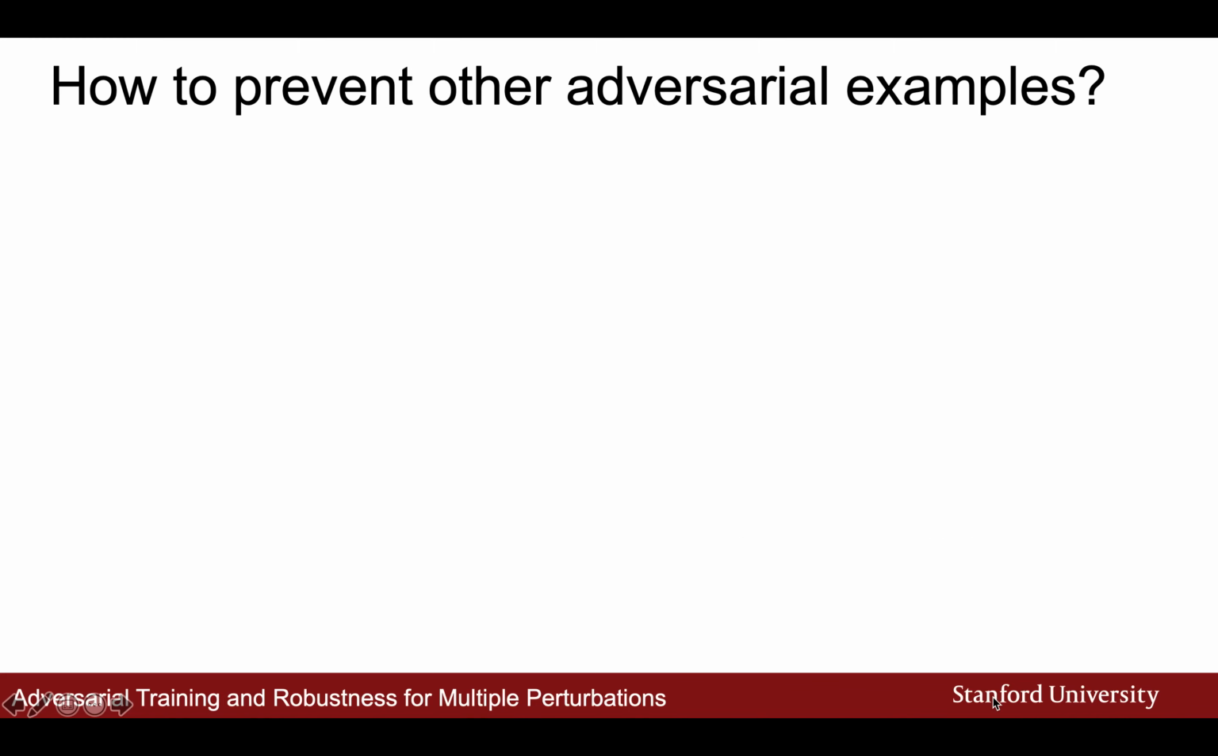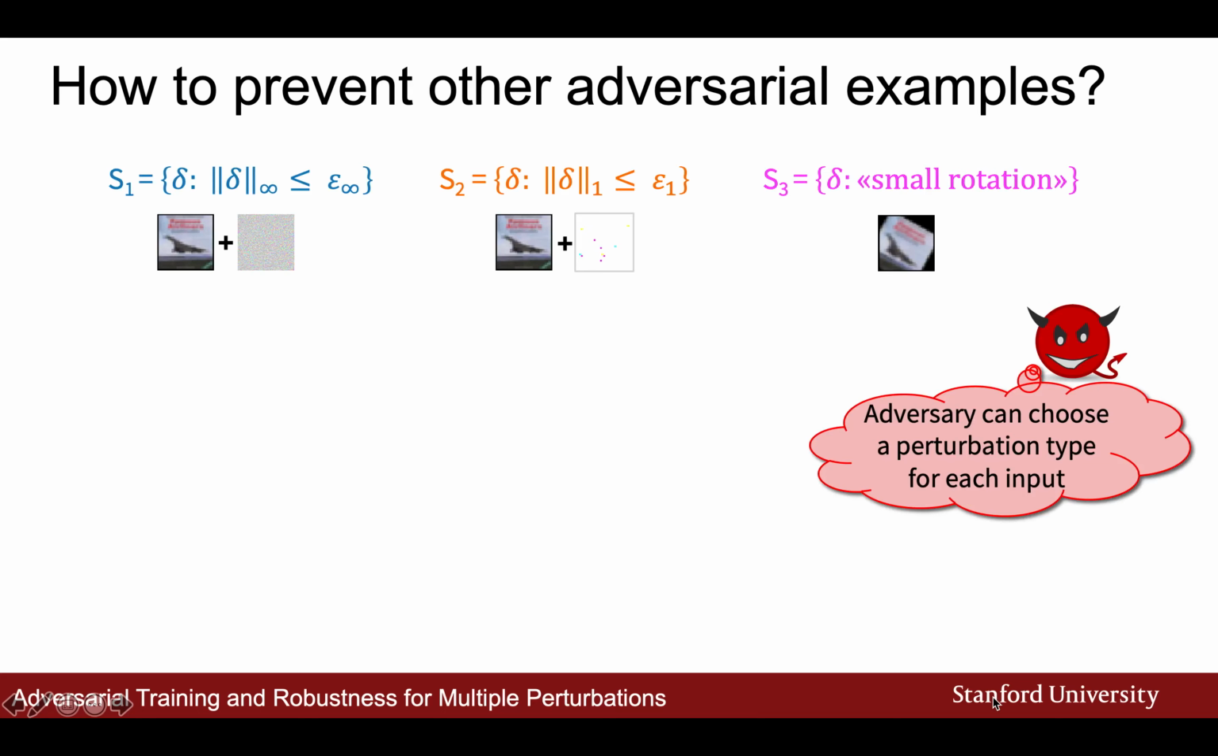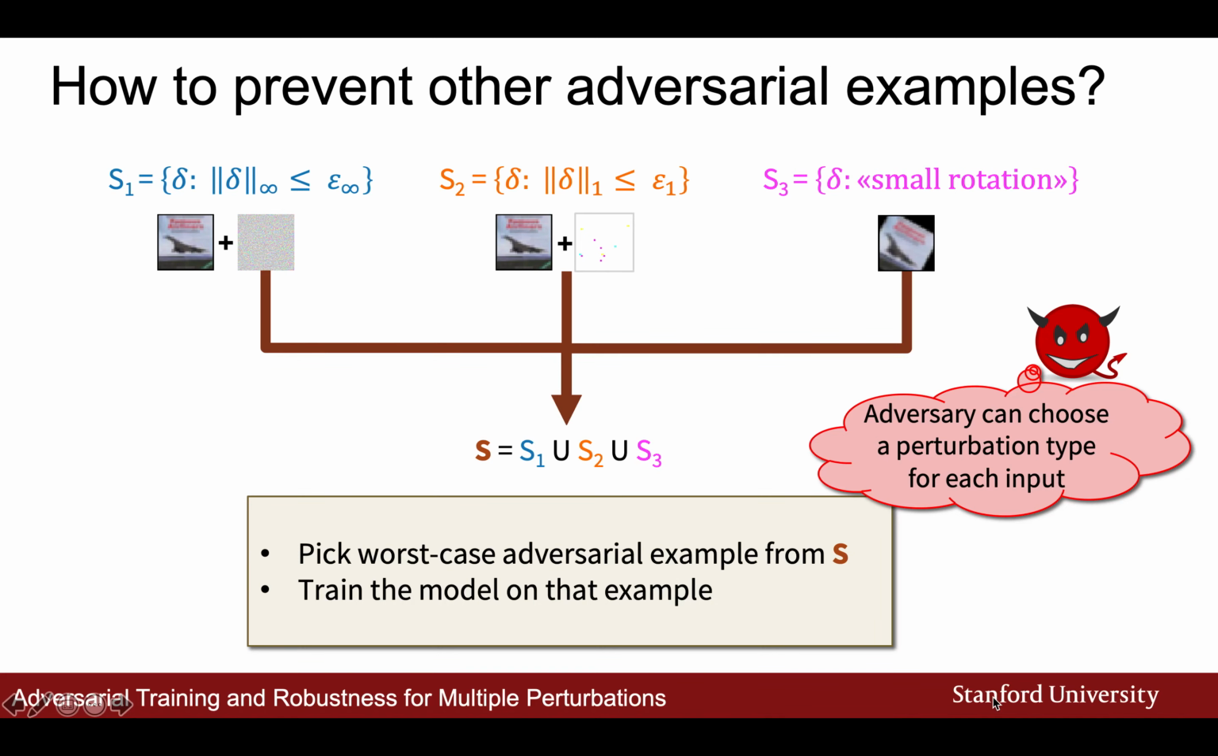We thus ask whether we can extend adversarial training so as to learn a model that is simultaneously robust to multiple types of perturbations that an adversary might choose. We generalize adversarial training to this setting by training a model on worst-case adversarial examples that come from the union of all the chosen sets. So does this work? Yes, but with some interesting caveats.